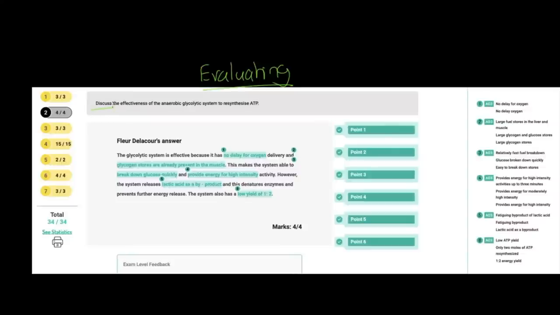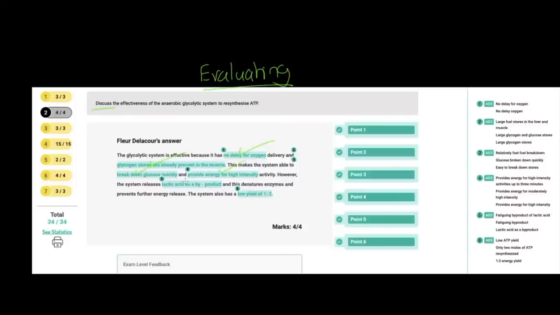We're discussing, yes, but we're looking at the positive and the negative. The glycolytic system is effective because it has no delay for oxygen. The glycogen stores are already present in the muscle, which makes it immediate. This makes the system able to break down glucose quickly, so we're really focusing on that quick, efficient point, and it can get high intensity.